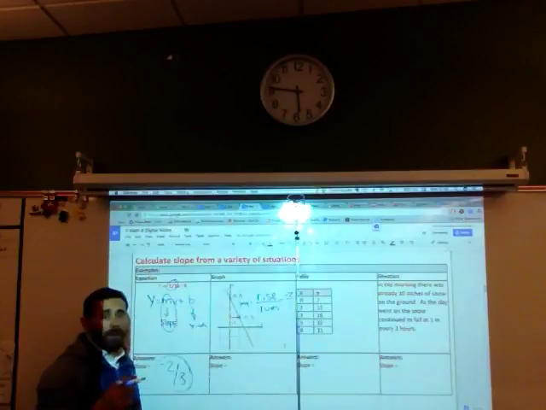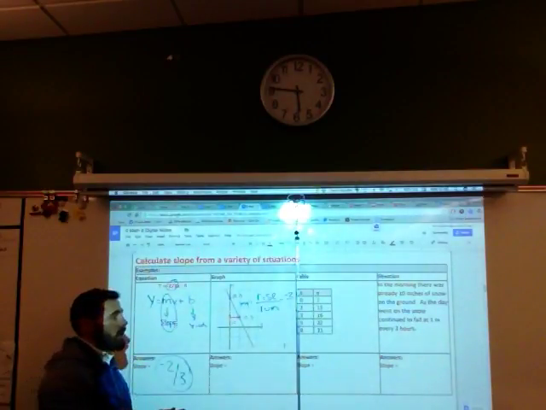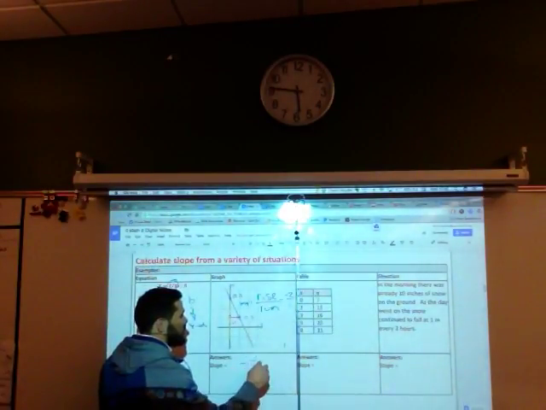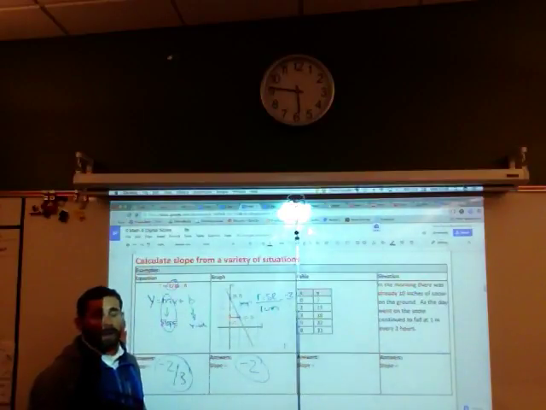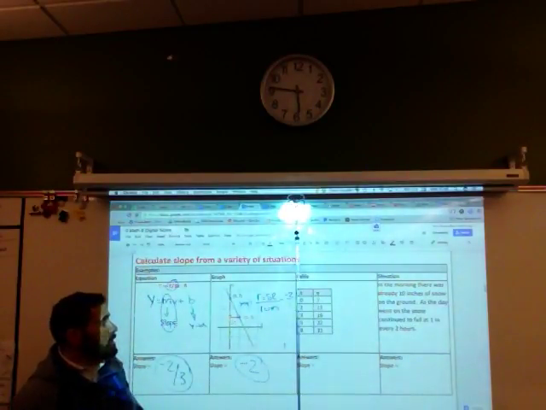In math, we always want to simplify. If possible, simplify. So the answer is simply just negative 2. I don't need to put over 1. It's just a negative 2.